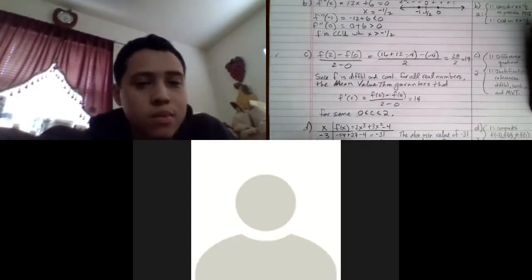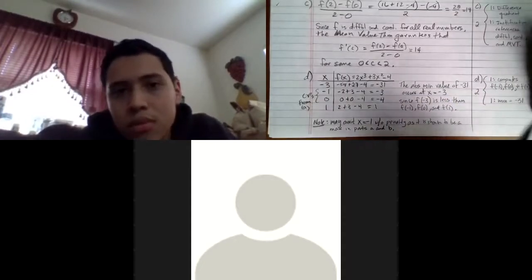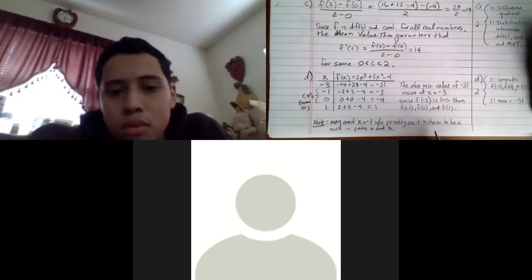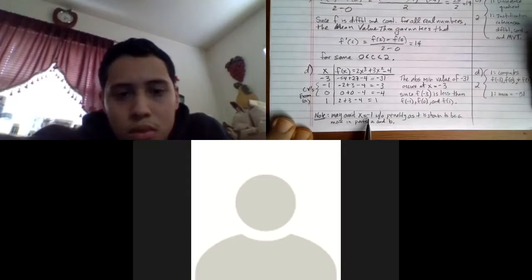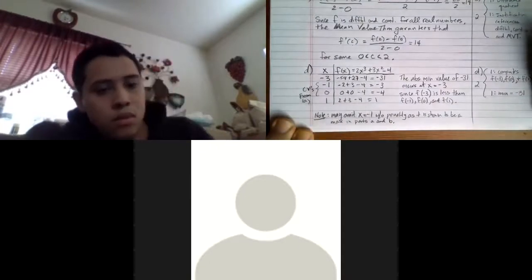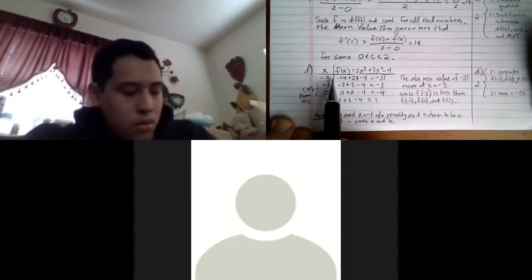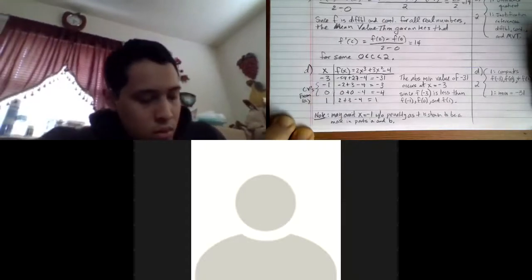Part D is a closed interval method problem. You're finding an absolute min or an absolute max. If you recognize that x equals -1 is the location of a local maximum based upon the work that you've done above, you can leave it out of your table and save yourself some computation. So you only have to consider x equals -3, 0, and 1. Make sure you check those endpoints.